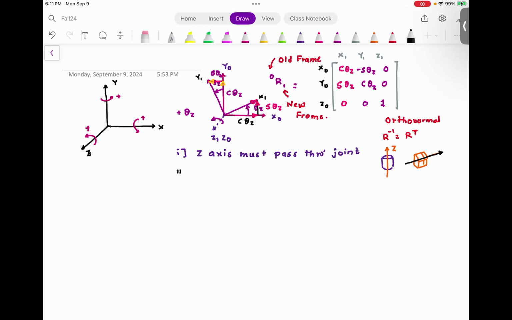Rule number 2, Xn must intersect Zn minus 1. Xn will intersect Zn because it's a right angle triangle system. But Xn, which means X1, must intersect Z0. X2 must intersect Z1. X3 must intersect Z2. Everyone understood this? And the last rule is the right hand coordinate system.